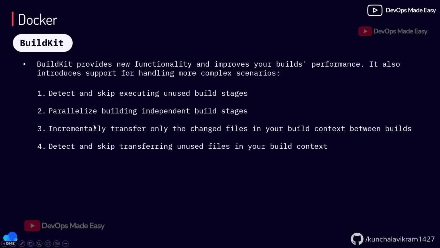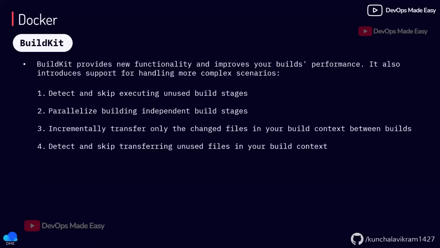Let's say you are using multi-stage builds and some stages are not being used. In the legacy builder, all those stages will be built. But if you use BuildKit, it will detect and skip any unused build stages. So your Docker build command will complete in much less time. Also, it can parallelize builds. If you have multiple stages in a Dockerfile, BuildKit can build them in parallel, but with the legacy builder, it is always consecutive.